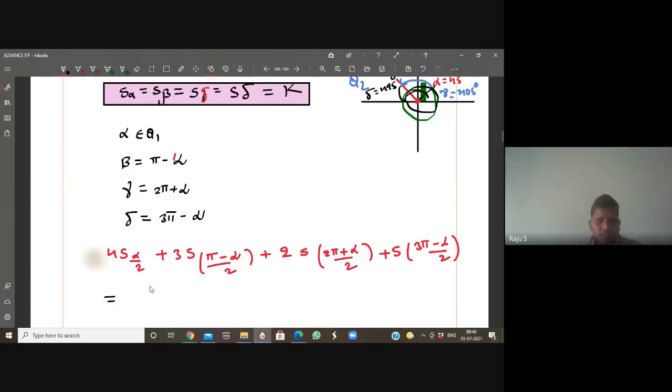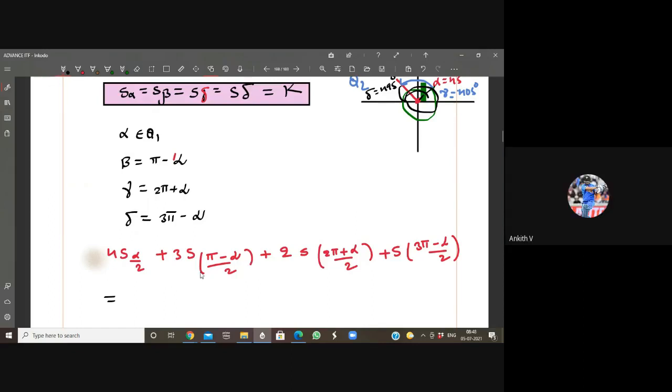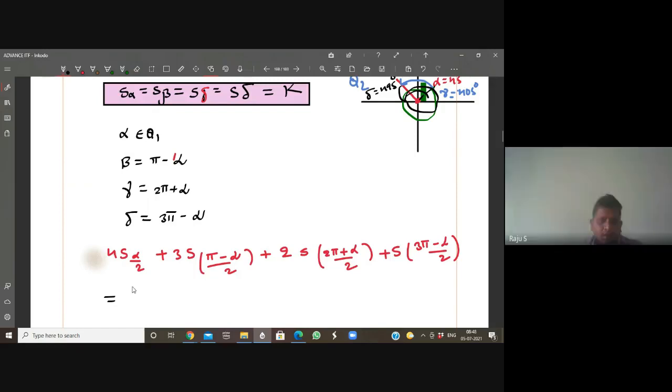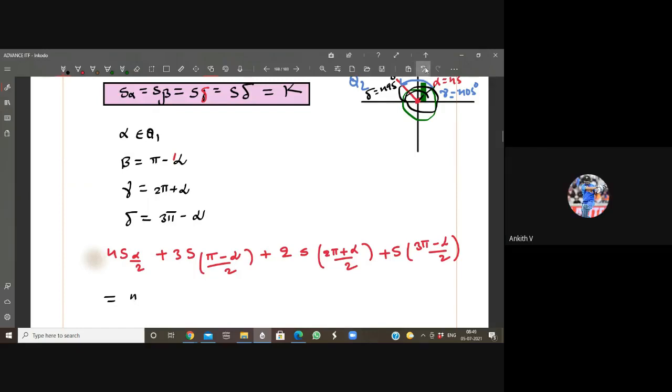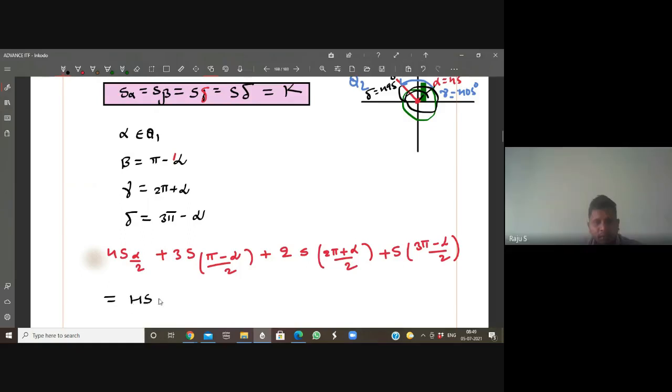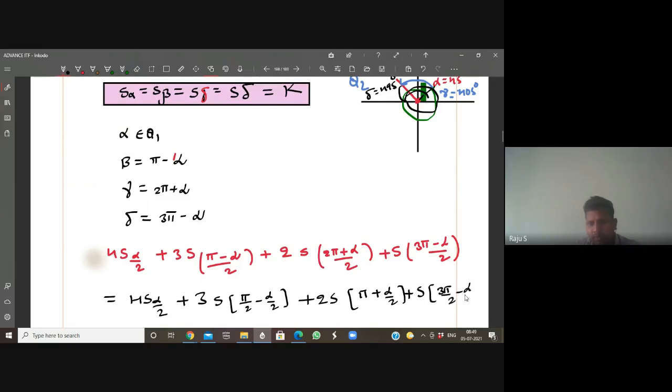Right students, what shall we do here? Sir, pi minus alpha by 2 will become pi by 2 minus alpha by 2, and sine will change to cos. So exactly: 4 sine alpha by 2 plus 3 sine of (pi by 2 minus alpha by 2), plus 2 sine of (pi plus alpha by 2), plus sine of (3 pi by 2 minus alpha by 2).